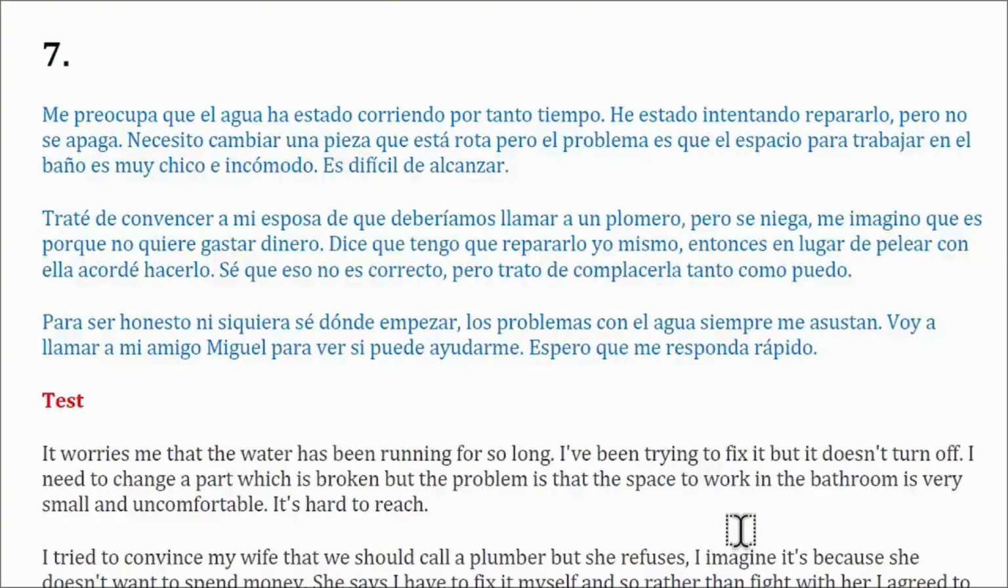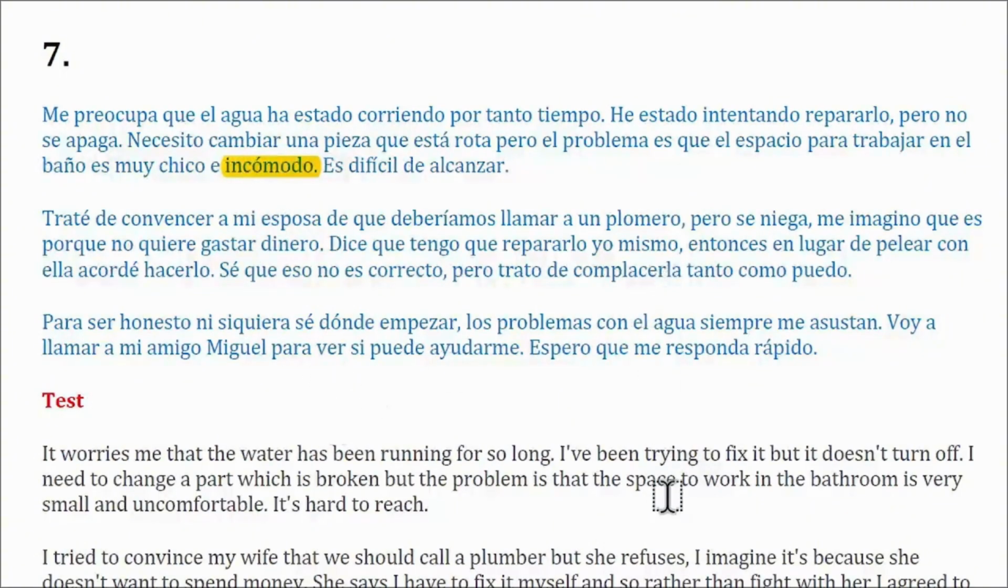Pero no se apaga, but it doesn't turn off. Necesito cambiar una pieza que está rota. Notice that in English we would say, I need to change a part. Or you could say also a piece, but I think it's more common to say I need to change a part. And you might be tempted to use parte, but in Spanish it's una pieza, a piece. That is broken, que está rota, pero el problema es que el espacio para trabajar en el baño es muy chico y incómodo. So uncomfortable, incómodo. Notice the accent there. It's important to stress that part, incómodo.